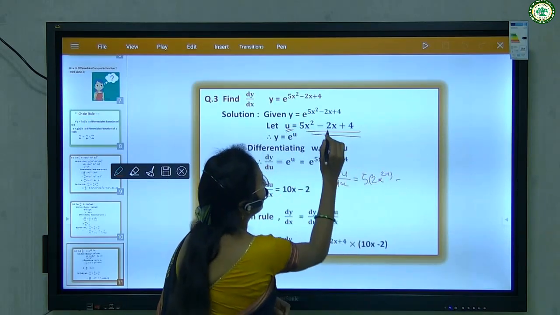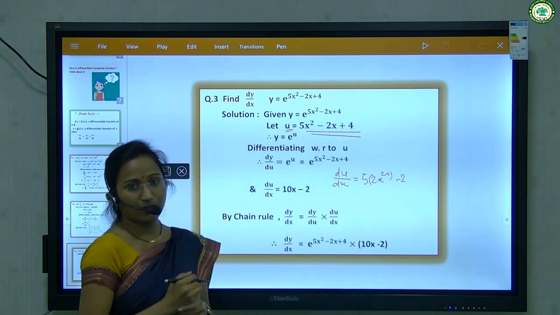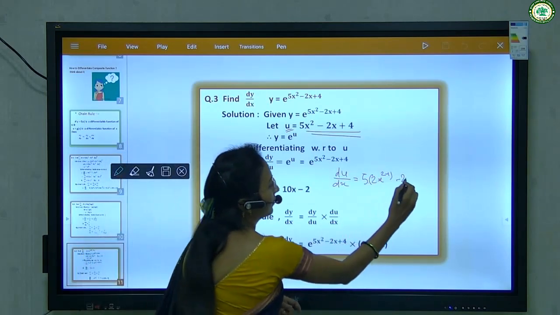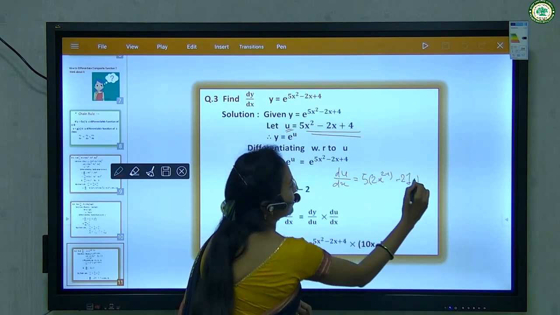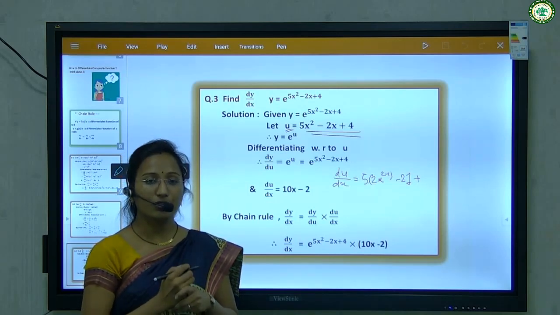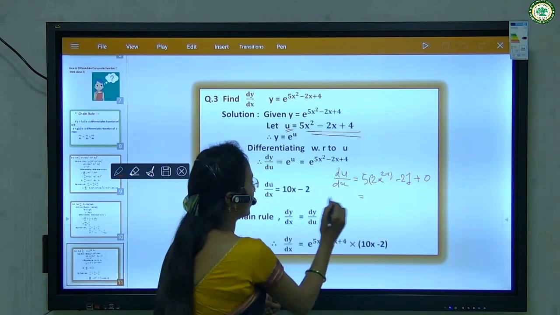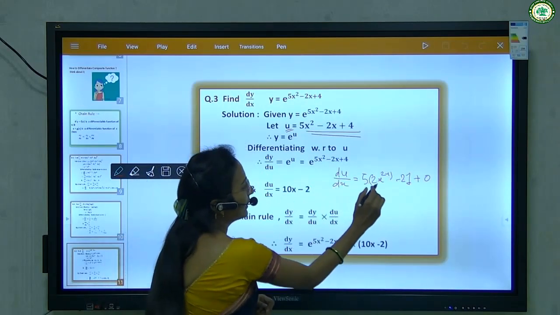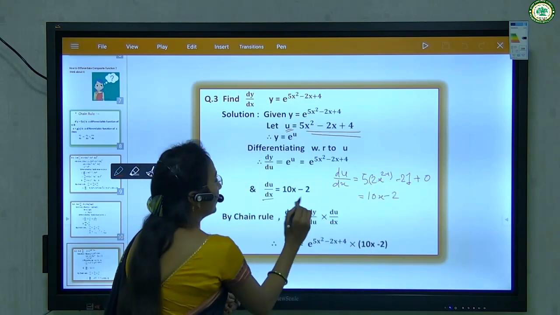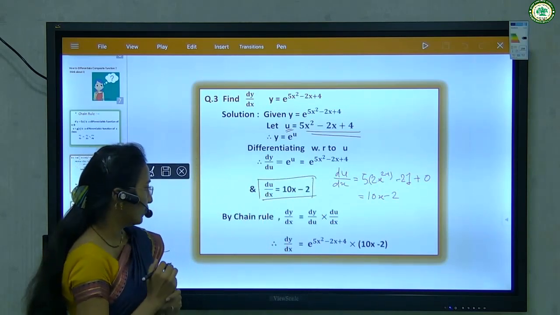Minus sign as it is. Here 2 is constant, therefore 2 as it is, into the derivative of x. Now we know that x is a standard function and the derivative of x is 1. Therefore 2 into 1, plus the derivative of 4. Now we know that 4 is a constant function and the derivative of a constant function is 0. Therefore, the derivative of 4 is 0. Therefore, by calculation, the value of du by dx is 10x minus 2 into 1, that is 2. Therefore, the value of du by dx is 10x minus 2.